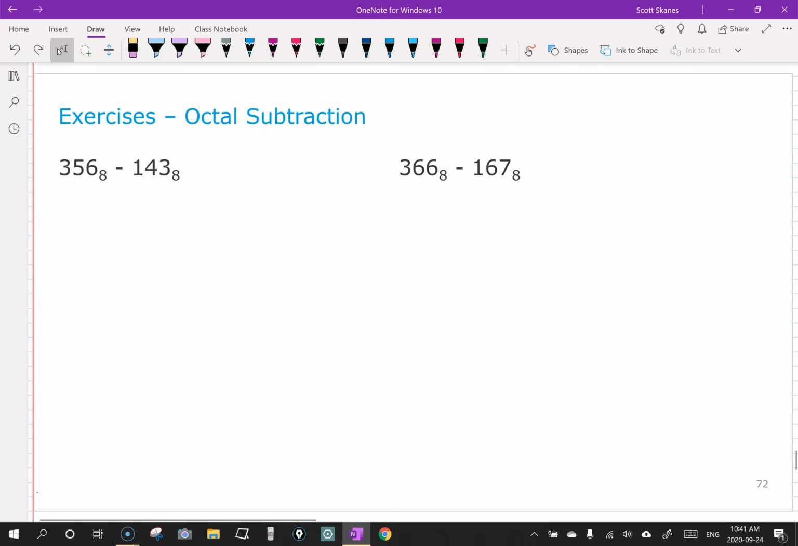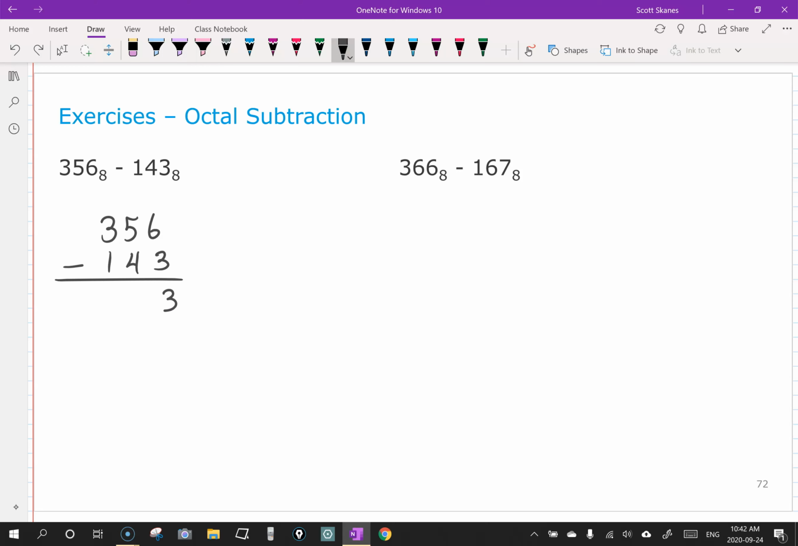This one is octal subtraction. So if you're a bit shaky with your addition, make sure you got that before you move on to subtraction, or you'll just get confused. 3, 5, 6 minus 1, 4, 3. Okay, let's think about what we're going to do here. When I look at this, I see that all the numbers on top, when you look at the columns, are bigger than all the numbers on bottom. 6 is bigger than 3, 5 is bigger than 4, 3 is bigger than 1. And so the column subtraction is going to be really easy.